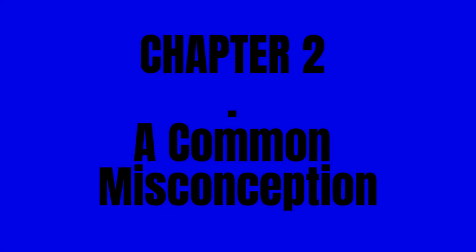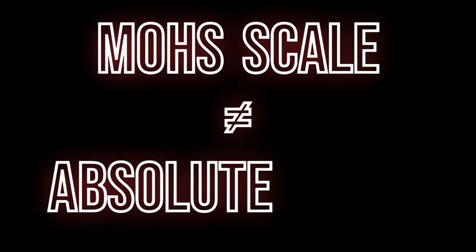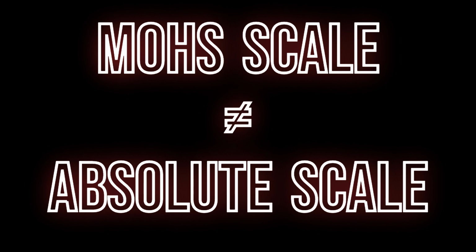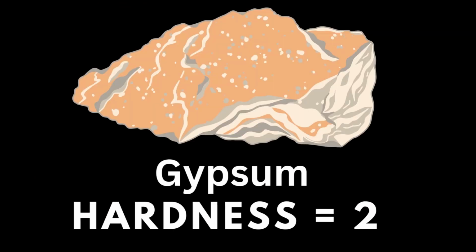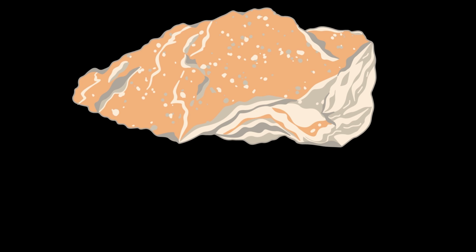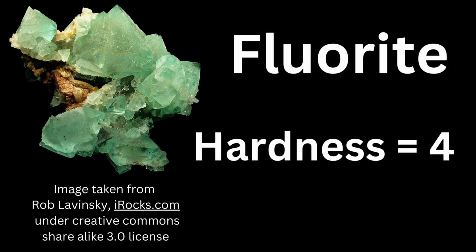Chapter 2. A common misconception. Now many of us assume that the Mohs scale is an absolute scale, which is not true at all. Let me explain this in simple words. Let's take an example of gypsum, which has a hardness of 2 on the Mohs scale, and compare it with fluorite, which is on 4.